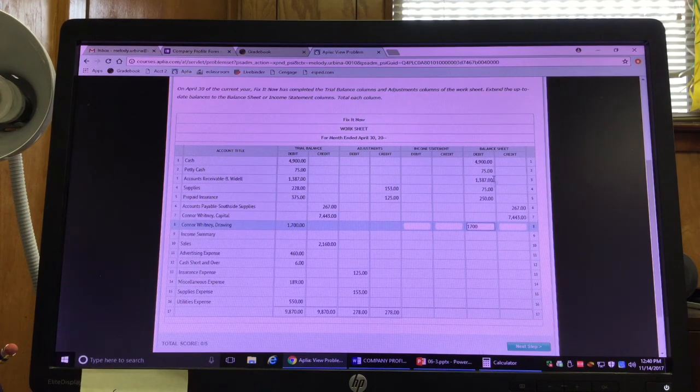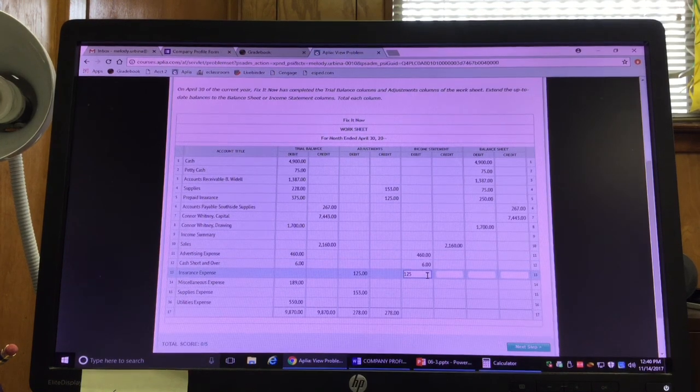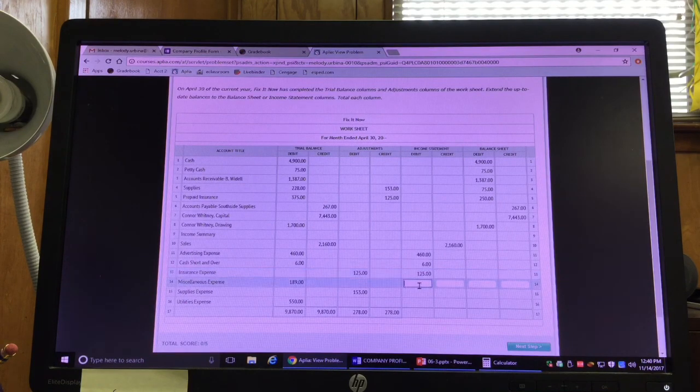So we've slid everything over onto the balance sheet. Next, we're going to go to the income statement. There's nothing for income summary, so we're going to go to sales. Sales is a credit, so $2,160. Advertising expense is a debit. Cash short and over is a $6 debit. Our insurance expense, which is an adjustment, is a $125 debit. Our miscellaneous expense is $189. Our supplies expense is an adjustment, and it is $153 on the debit. And our utilities expense is a debit of $550.